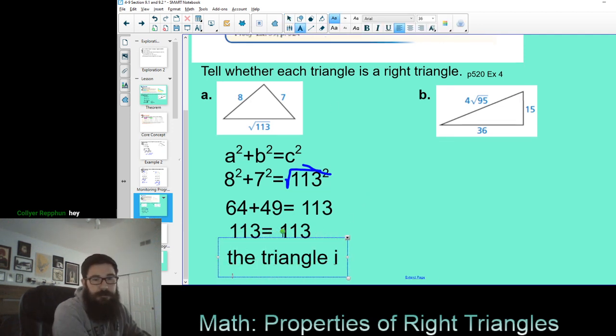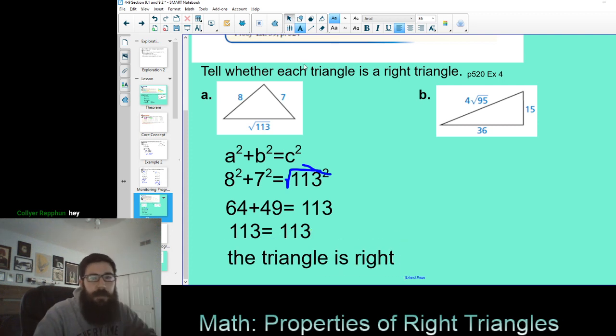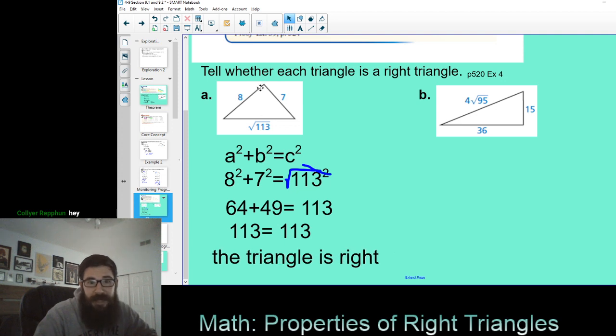The triangle is right. That's not some wordplay like the triangle could be wrong otherwise. This is a triangle. I know I've got a right angle right here. I'll even draw it in between the 8 and 7, across from that square root of 113.